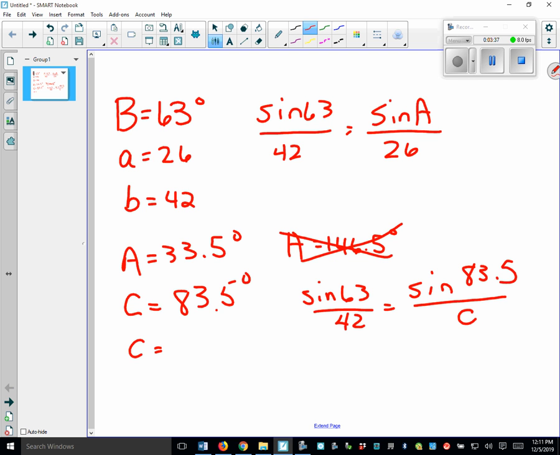Is 46.9 what you all got? 46.8. How's that? My only question was, we canceled out the third triangle because I added A from the third triangle to B and it was over 180, so it didn't work.